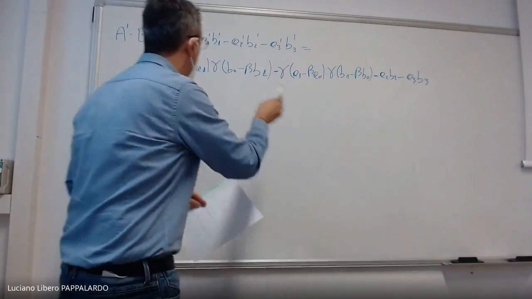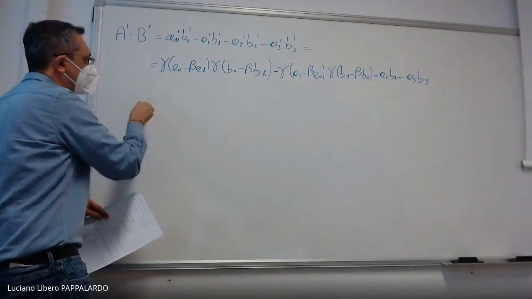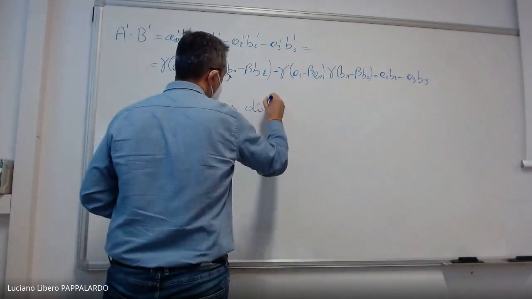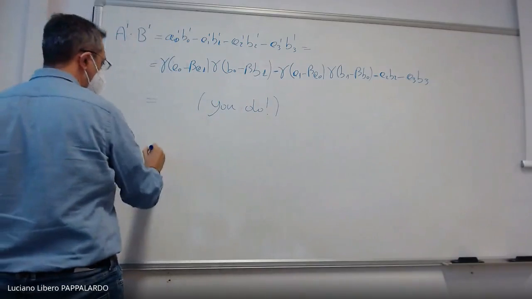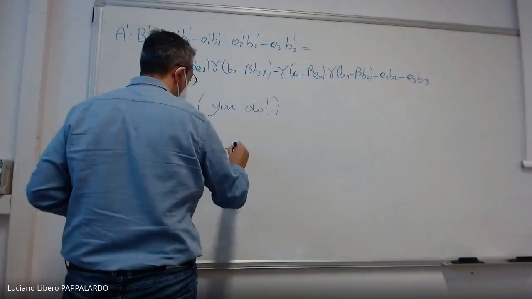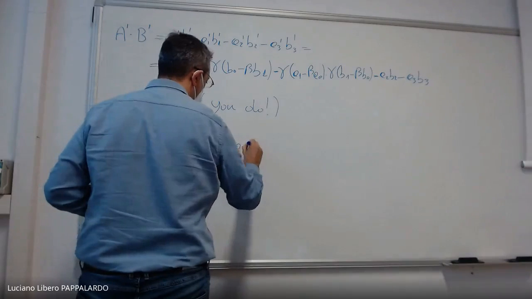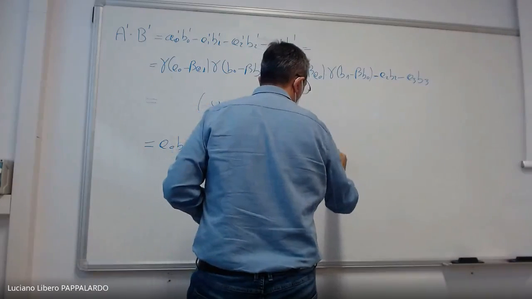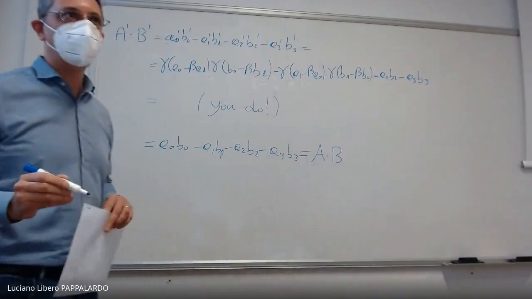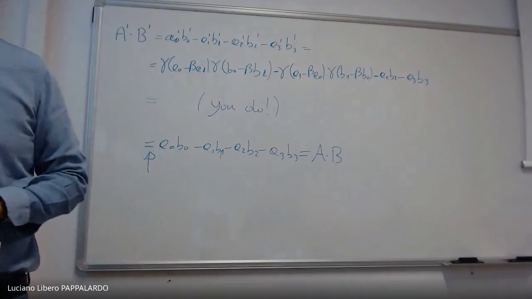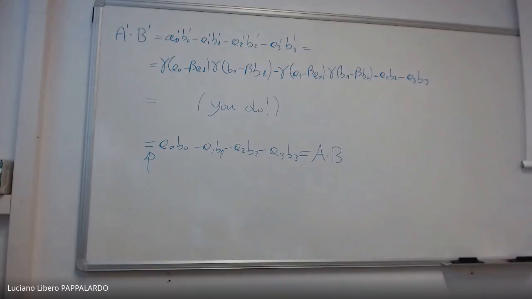I will not do the calculation now. It is simple algebra, but you do it as an exercise. Just show that all this is simply equal to A0 B0 minus A1 B1 minus A2 B2 minus A3 B3, that is the scalar product in the other reference frame. The two are equal. This means again that the scalar product is a Lorentz invariant, so it remains unchanged under Lorentz transformations.